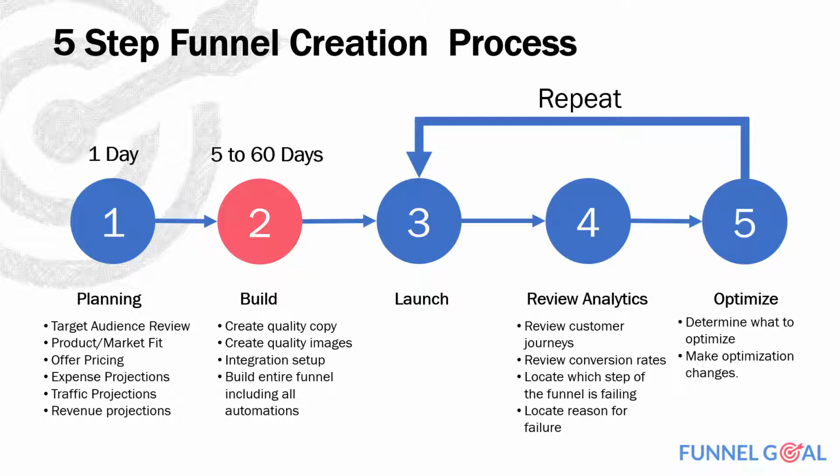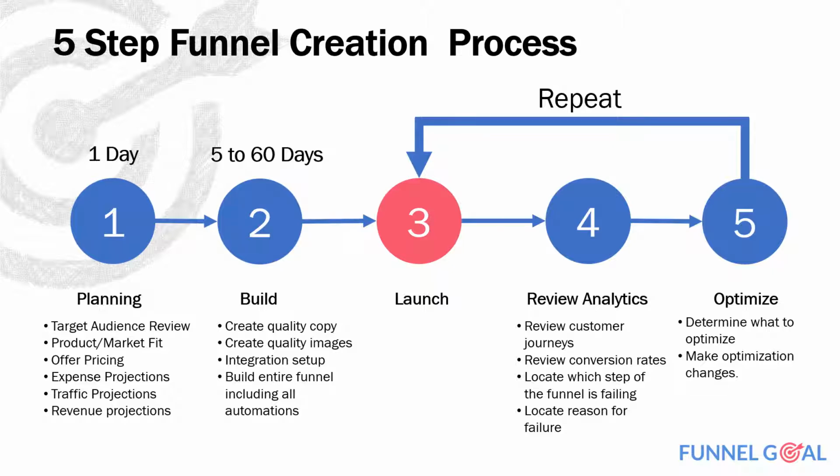And then you have the build phase that can take anywhere from 5 to 60 days. Typically, if you've got all your ducks in a row, you can write all your copy and get all your images within 7 days, 10 days, 14 days tops. Funnel Goal can actually build your funnel in 7 days or less. So typically, you can get an entire funnel completed within the first 30 days of signing up, all right? If it takes longer, that's because it took you longer, okay? Not us. It took you longer to get your copy and images. And that's all you have to concern yourself with is your copy and your images, okay?